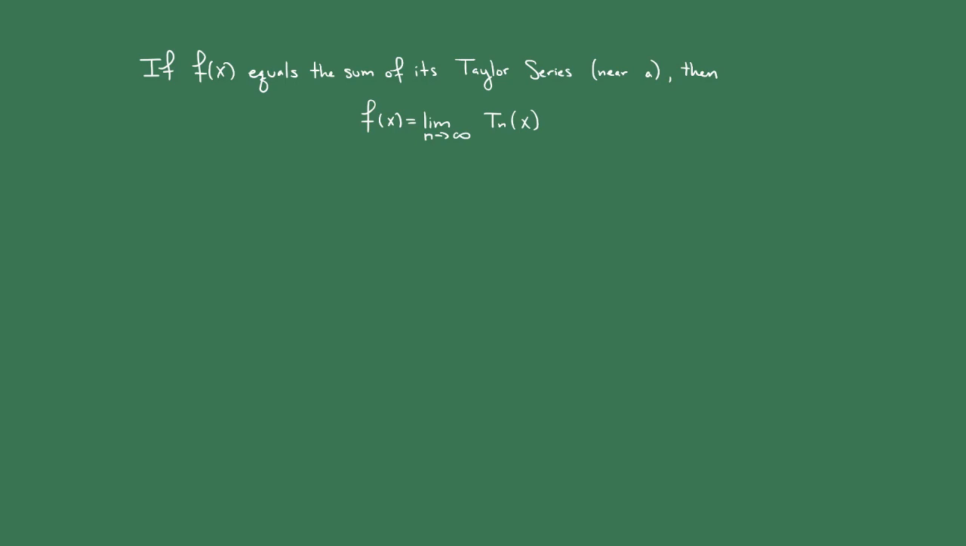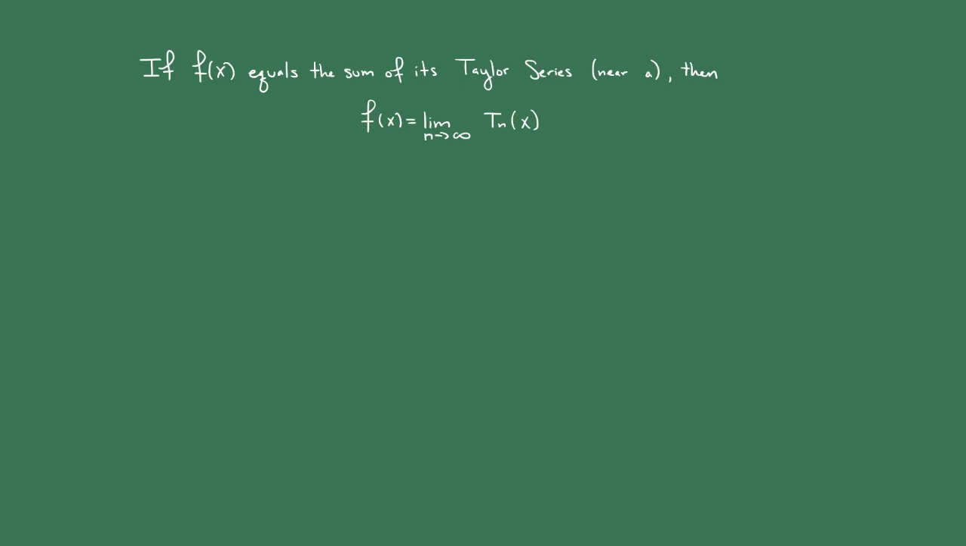Now that we have seen how to compute Taylor polynomials and use them to estimate, let's talk about how accurate these estimations actually are. First, recall that if f of x equals the sum of its Taylor series near a, then f of x is equal to the limit as n goes to infinity of T_n of x. All we're saying here is that the Taylor series is, by definition, equal to the limit of its partial sums, which are exactly the Taylor polynomials.